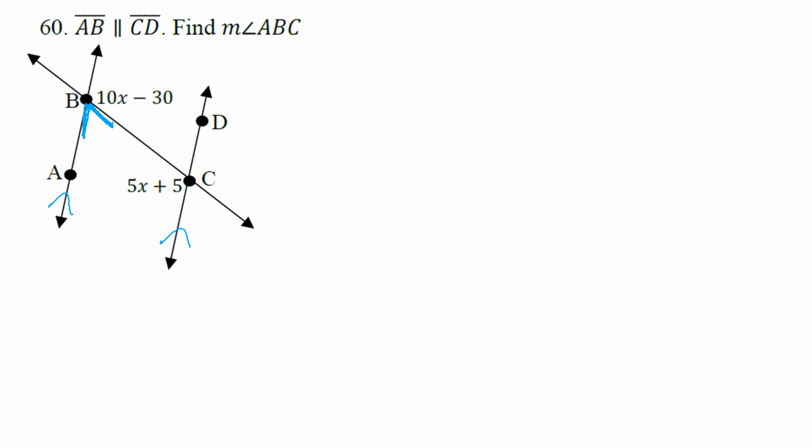Now, before we can find that angle, they gave us two other angles. The two angles that they gave us are called what type of angles? So they're inside the parallel lines, but they're on opposite sides of the transversal. These two are alternate interior angles.